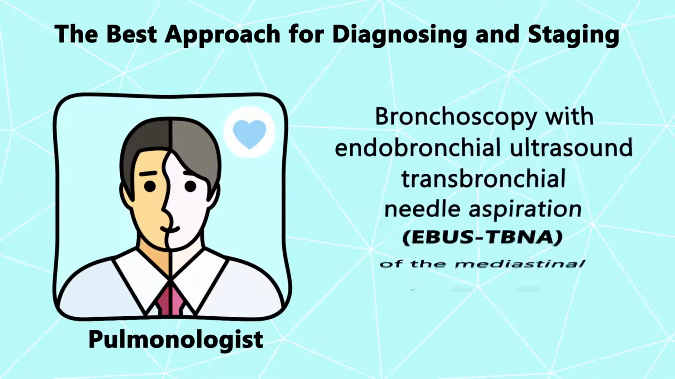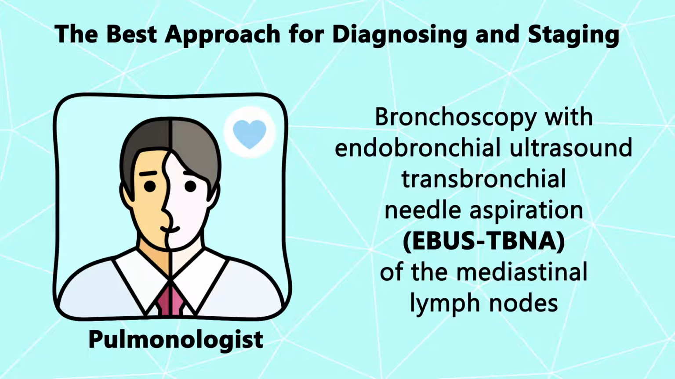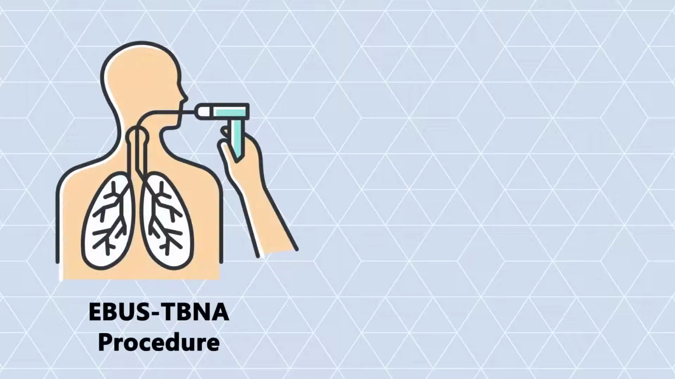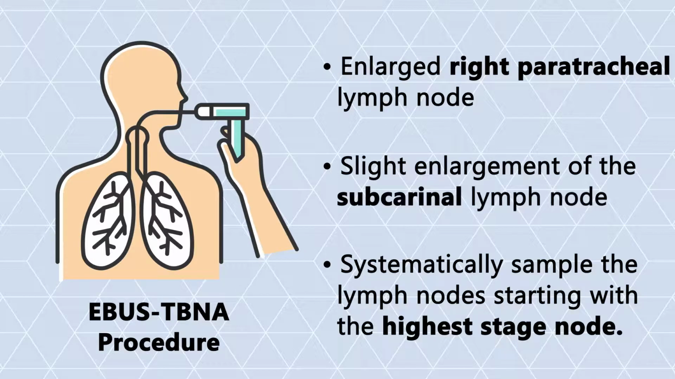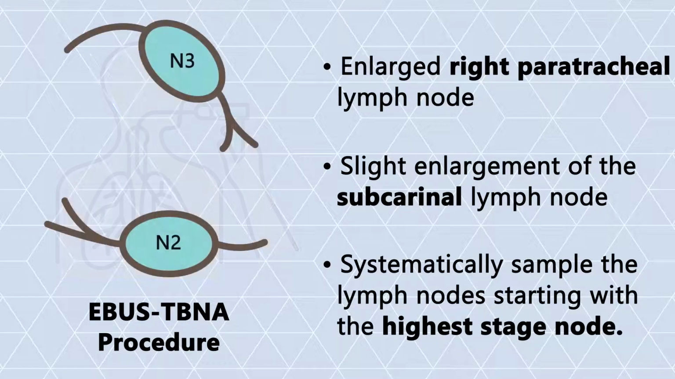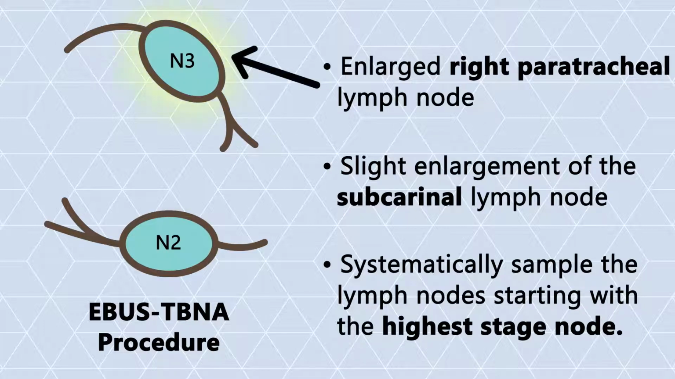The pulmonologist decides to perform bronchoscopy with endobronchial ultrasound transbronchial needle aspiration, or EBUS-TBNA, of the mediastinal lymph nodes. During the procedure, the pulmonologist can see the enlarged right paratracheal lymph node and also notes a slight enlargement of the subcarinal lymph node. The next step is to systematically sample the lymph nodes, which involves starting with the highest stage node. The pulmonologist begins with the N3 node, which is the right paratracheal lymph node, then samples the N2 node, which is the subcarinal lymph node.